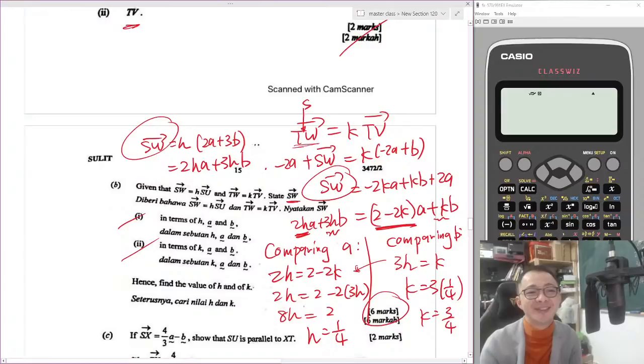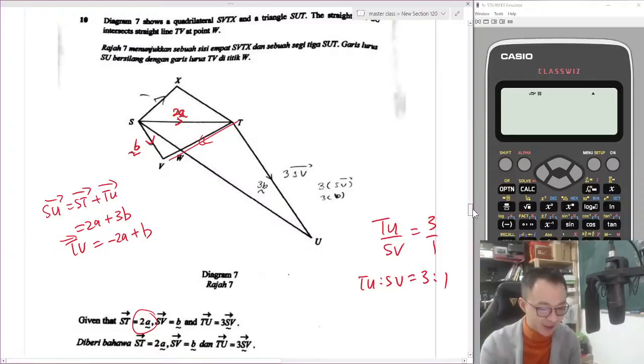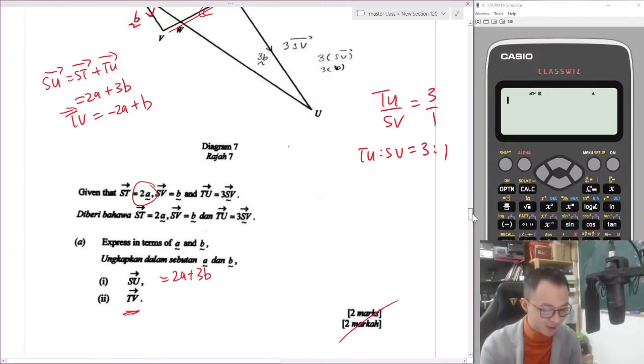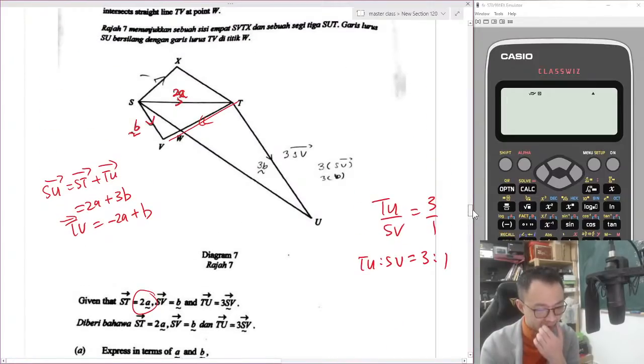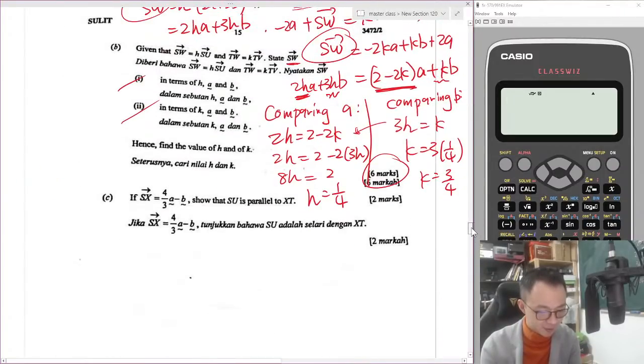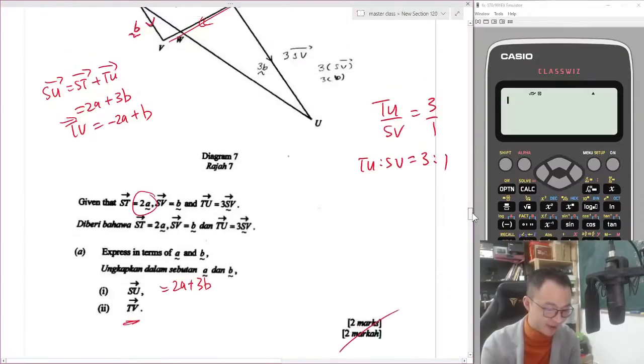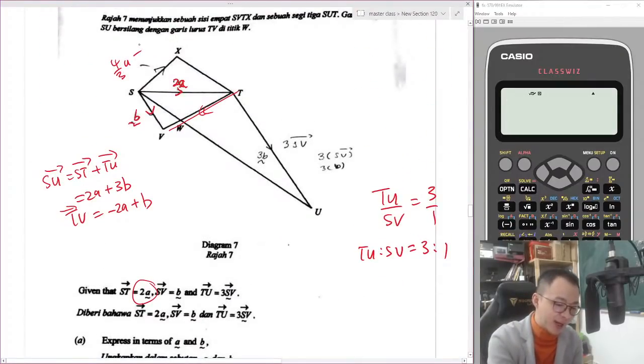Okay, so let's move on. So right now, SX is this one. Show that SU is parallel to XT. Okay, SU is parallel to XT. Alright, interesting. Do we have XT? No, right? Can we find XT? They give us SX is given 4 over 3A minus B. Okay, then I can get XT.